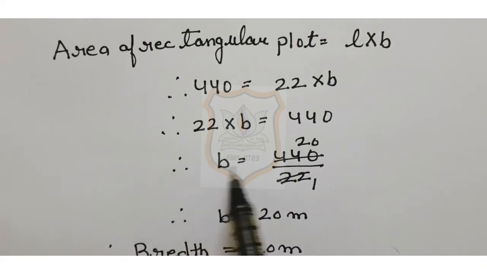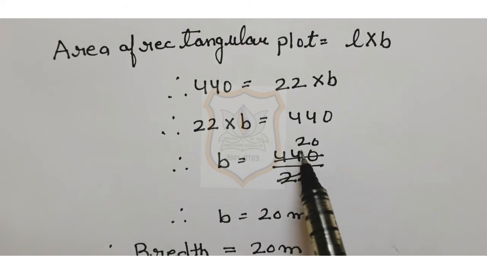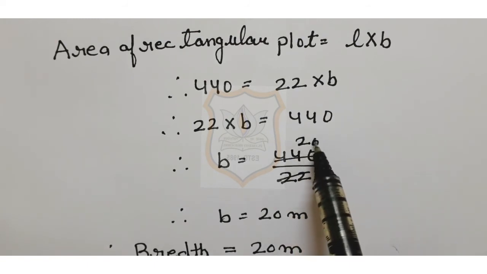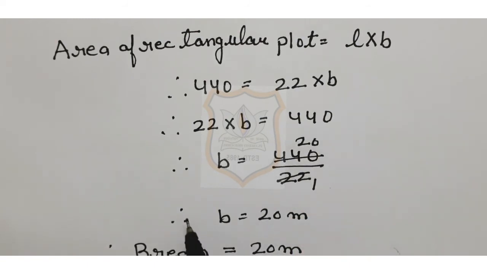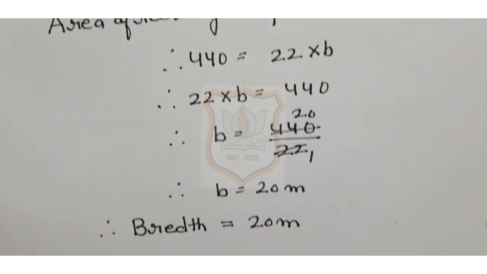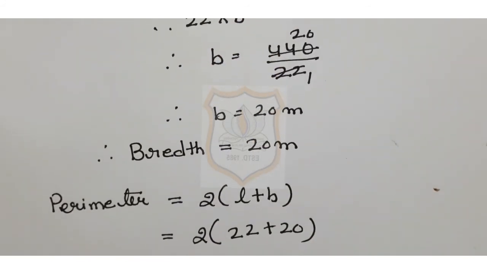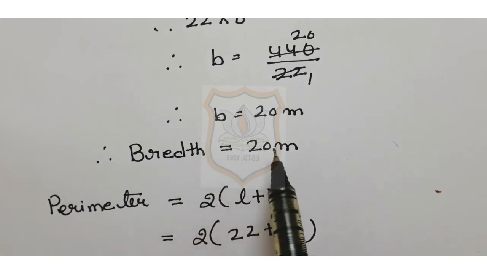Therefore, B is equal to 440 upon 22. 22 ones are 22, 22 twos are 44. And this 0 will come like this only. Therefore, breadth is equal to 20 meter.